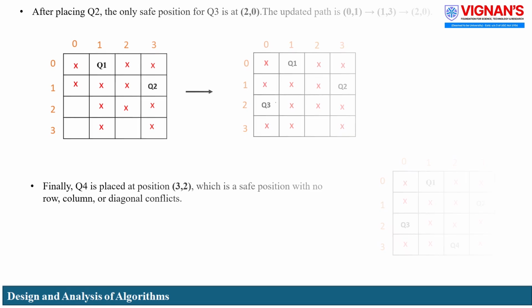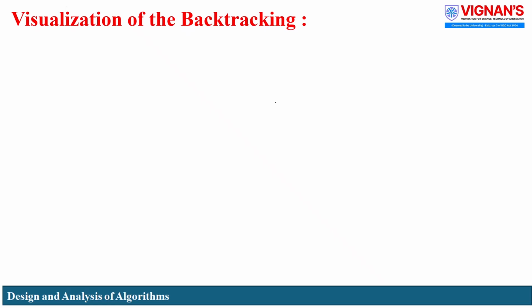This diagram represents the state space tree for the 4 queens problem using backtracking, where each node corresponds to a partial solution. The root node represents an empty chessboard with no queens placed. At the first level, each node labeled Q1 represents the placement of the first queen in row 0.